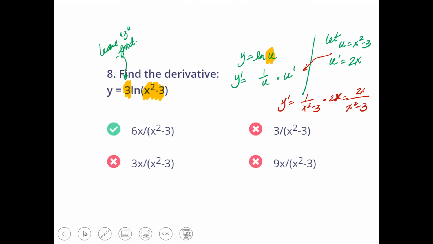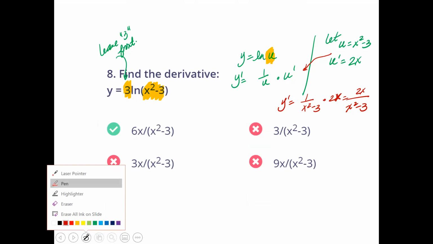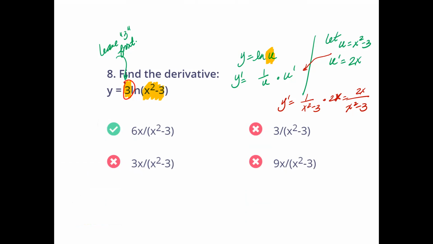Well, let's see which one is the answer. How do you get a 6? I think there's a typo with this one because I can't for the life of me figure out how you actually... Oh, duh. Of course there's a 6.